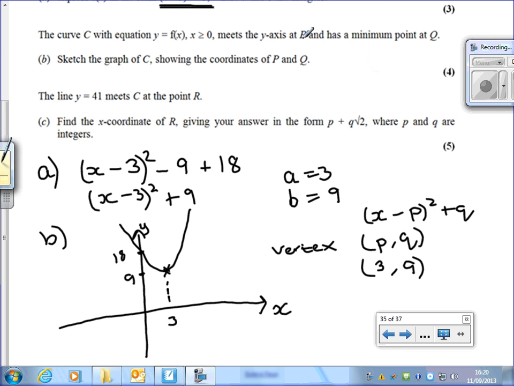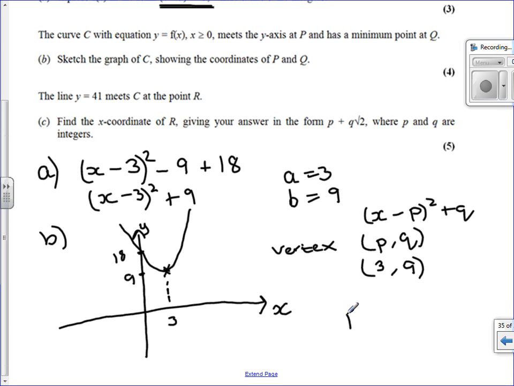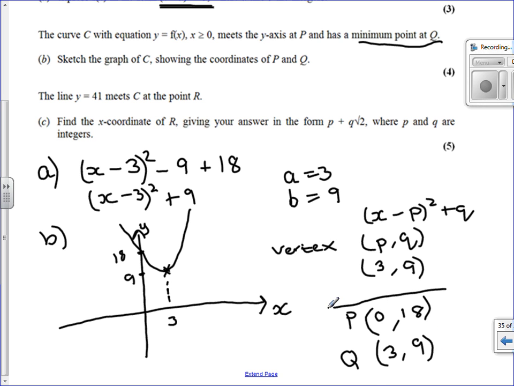So P is the point where the curve meets the y-axis. So P, we can see is 0, 18. And Q is the point which is the minimum point of the graph. So the minimum point is at Q, and we found that by completing the square, that the minimum point or vertex is at 3, 9. So that's part B for 4 marks.